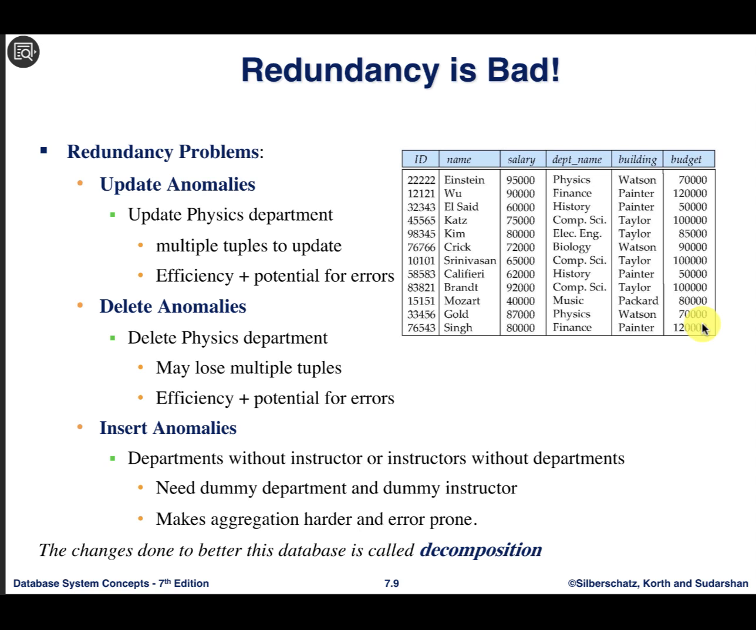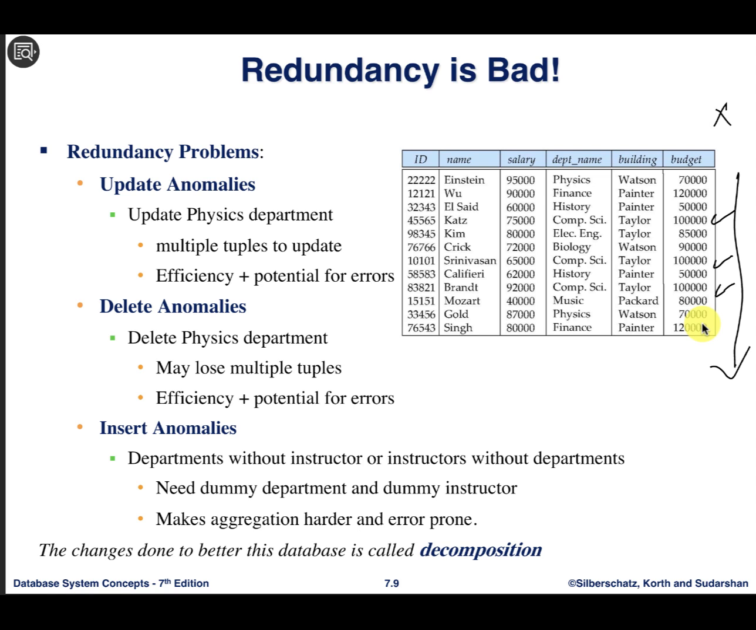Take a look here. I want to update the budget of the computer science department. That means I need to access this tuple, this tuple, this tuple, and maybe more. This is not a good idea, so there is a problem. You do have update anomalies. The problem is efficiency: you need to access the entire relation to fix this. Right now we have only a few tuples, but a real application may have thousands or millions of records. There is also potential for error, because you need to scan the entire relation and make sure you update the budget for every computer science tuple. If we miss one of them, then we have inconsistency in the data.